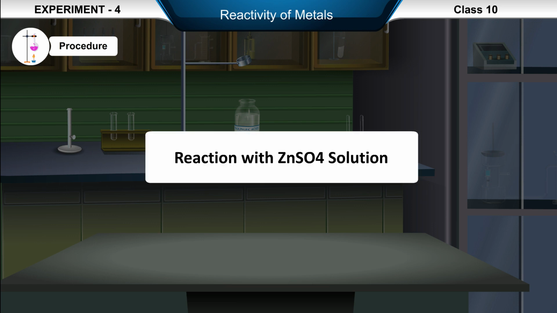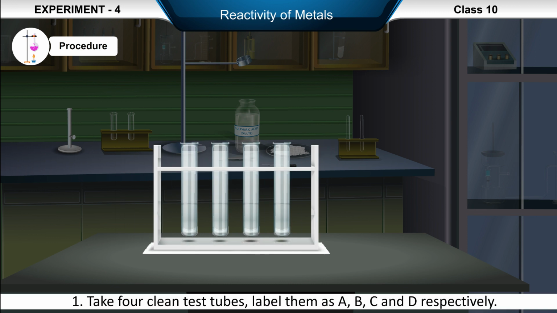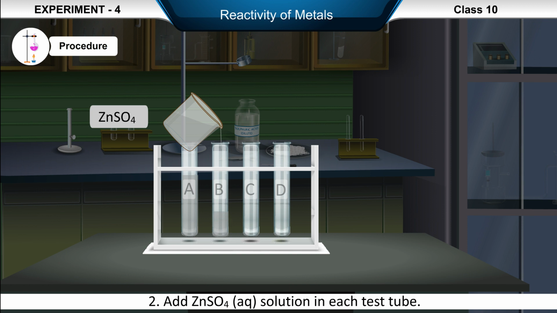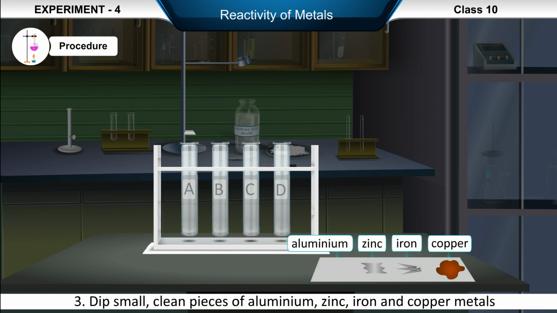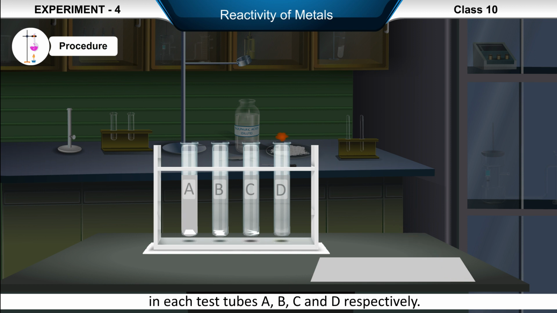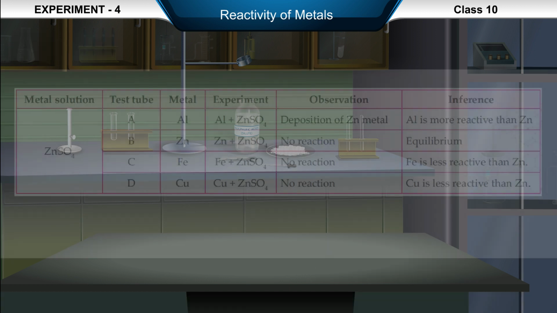Procedure. Reaction with ZnSO4 solution. 1. Take 4 clean test tubes, label them as A, B, C and D respectively. 2. Add ZnSO4 solution in each test tube. 3. Dip small, clean pieces of aluminium, zinc, iron and copper metals in each test tube A, B, C and D respectively. 4. Record your observations.